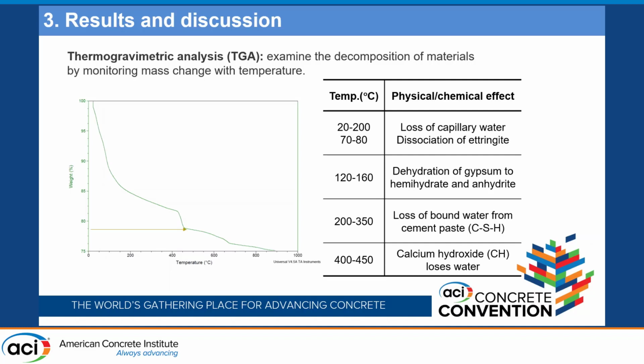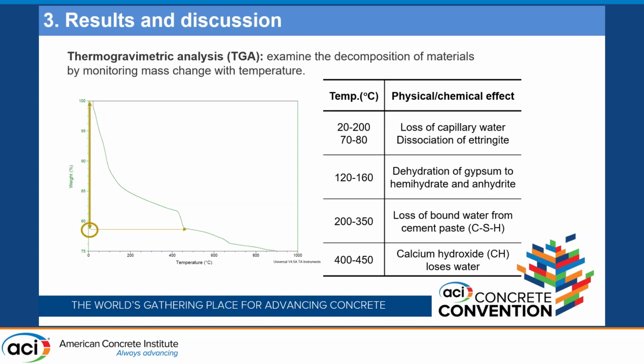So what we did, we looked at the total weight loss up to roughly 450 degrees Celsius, and used it as an indicator of the amount of hydration that happened. So it's sort of an indirect way of determining the degree of hydration, if you will. The higher the weight loss, the more phases were losing water, which means that the hydration level was higher.